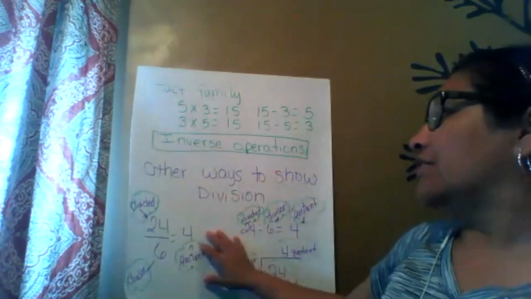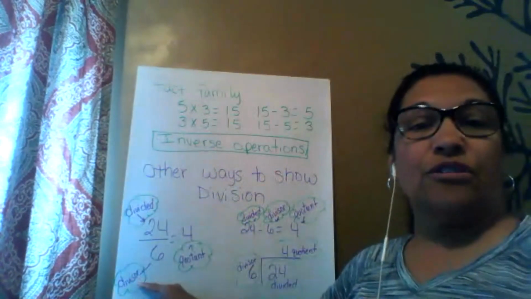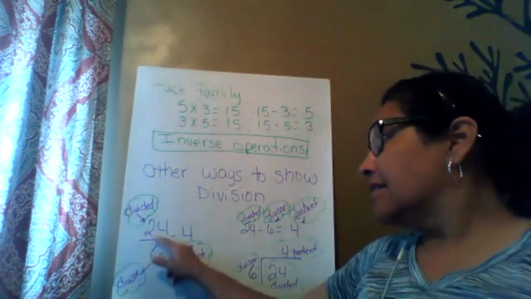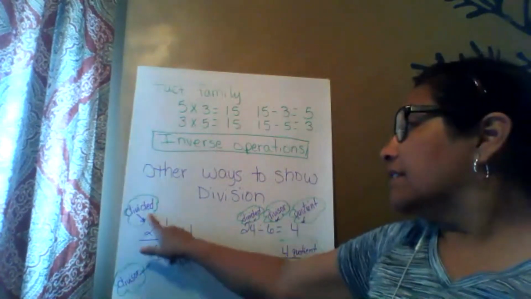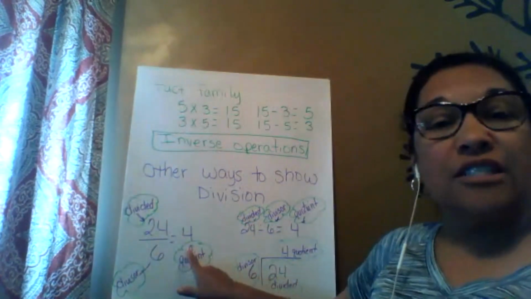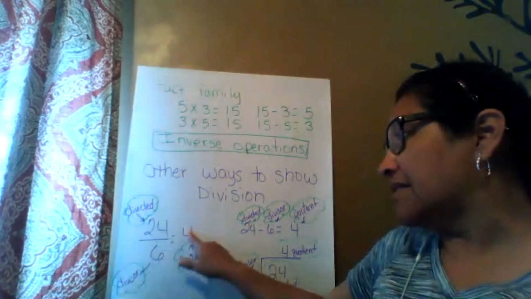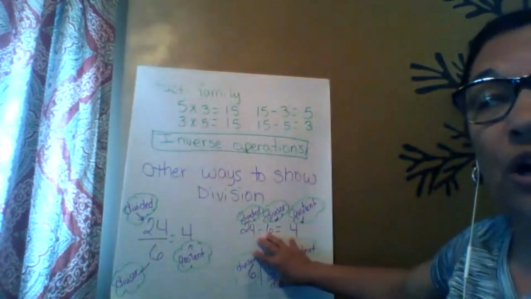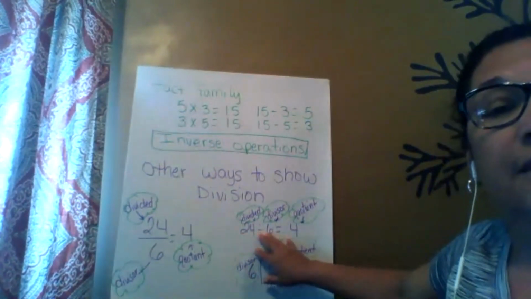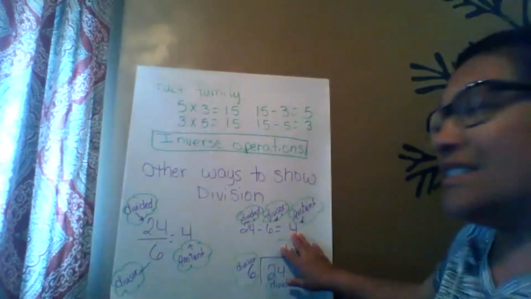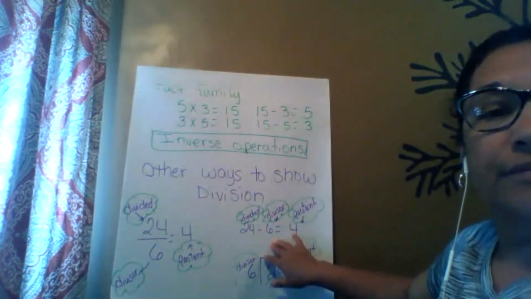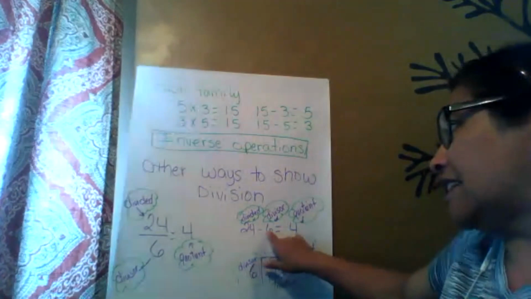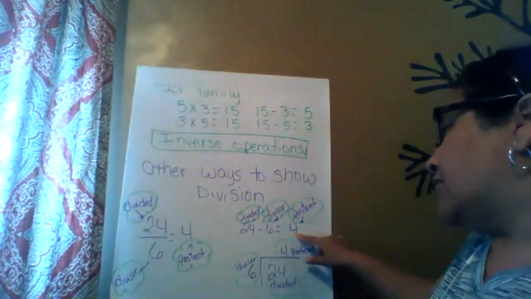Other ways to show your division. This is another way that you could show your division here, by a fraction. 24 divided by 6. Again, this is your dividend, this is your divisor, and this is your quotient. So 24 divided by 6 equals 4. You also have it just like the way we should always say it: 24 divided by 6 equals 4. We don't say 6 divided by 24, because can you take out 24 out of 6? No, but you can take 6 out of 24, which is 4.